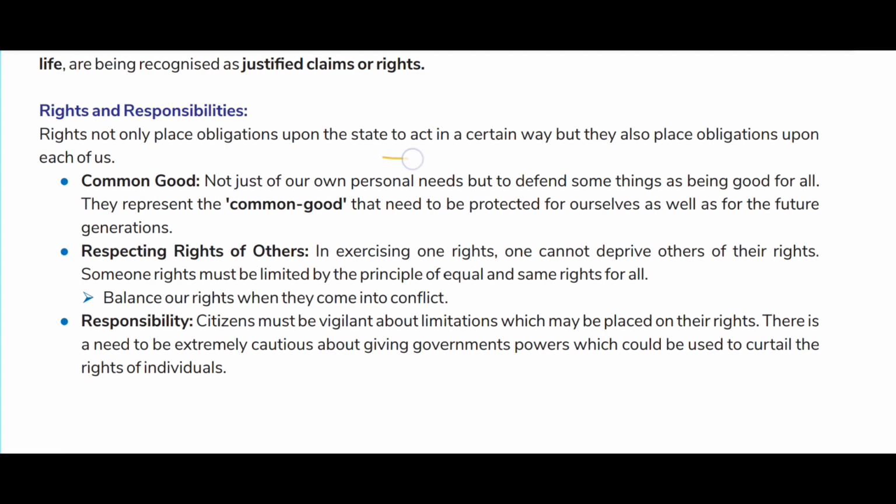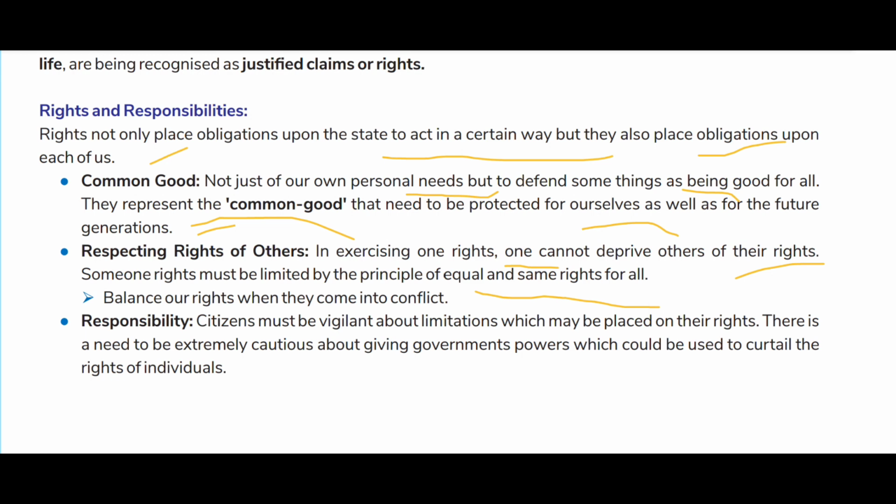Rights and responsibilities. Rights not only place an obligation upon the state to act in a certain way, but they also place an obligation upon each of us. We must defend the common good, not just our own personal needs, but some things as being good for all. They represent the common good that needs to be protected for ourselves as well as for future generations. Respecting the rights of others. In exercising one's rights, one cannot deprive others of their rights. Some rights must be limited by the principle of equal and same rights for all. We must balance our rights when they come into conflict.